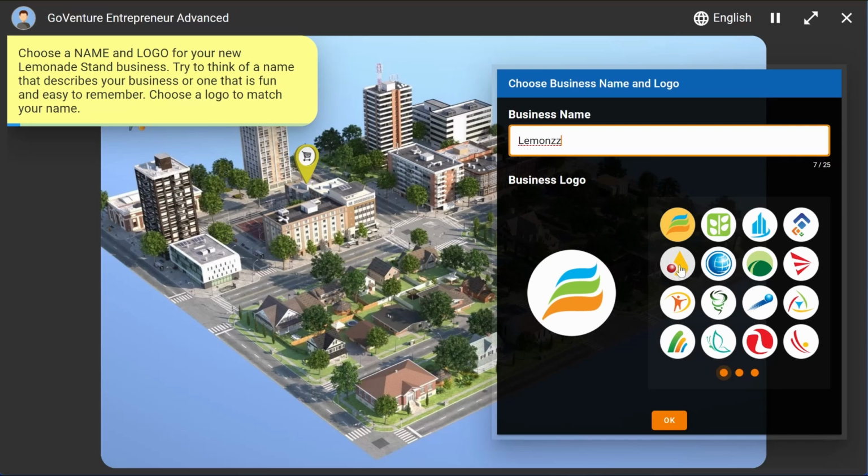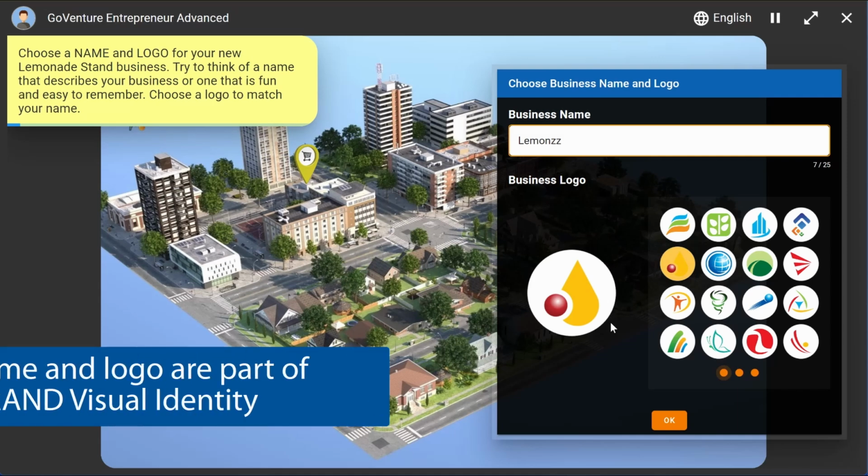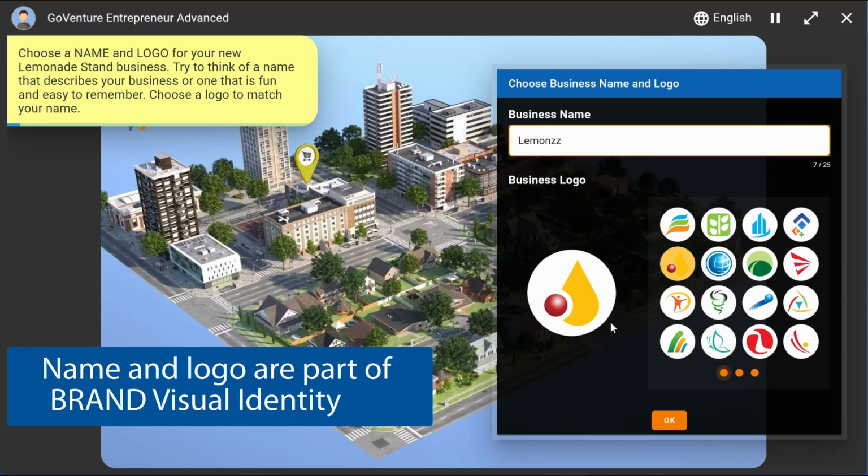So business name is the first thing I'm going to do, and then I'm going to choose a logo for my business. I have a number of logos to choose from. I'm going to choose this one because it kind of looks like a lemon. And you want to keep your logo simple, generally only a few colors, so it's easily recognizable. Now, a name and a logo for your business are part of what's called your brand. And brand can be a complicated subject, but it's generally the feeling that you want to invoke in customers.